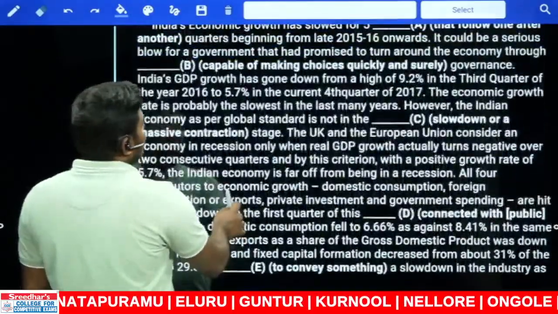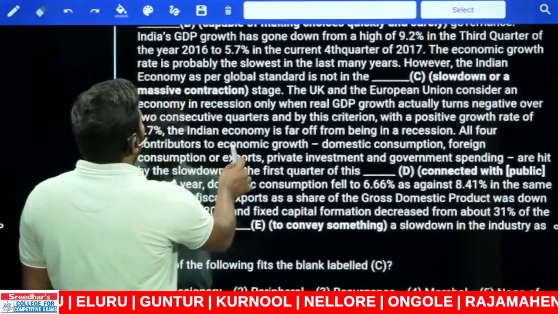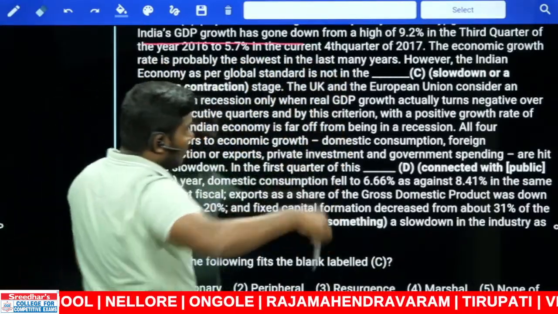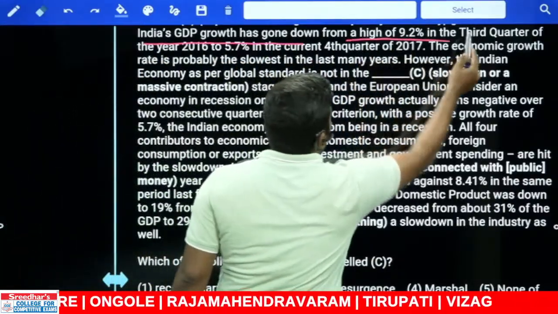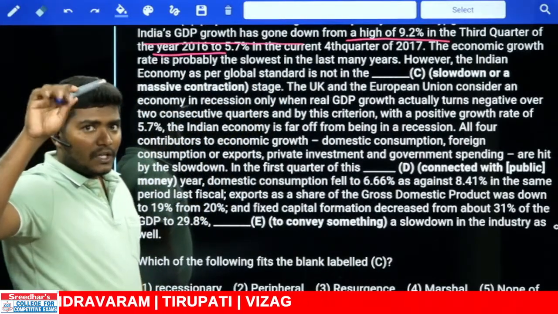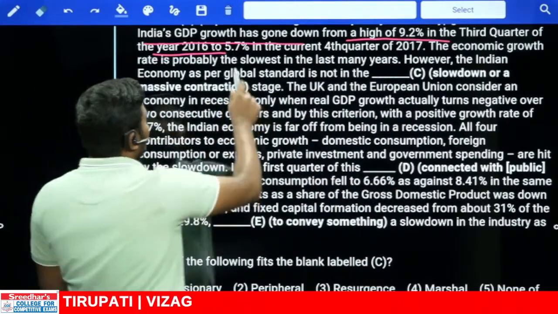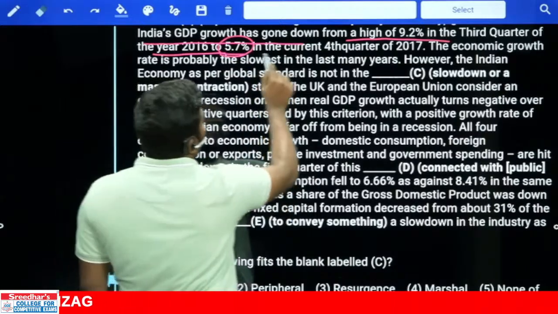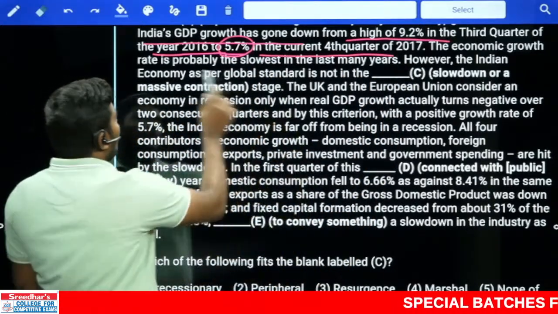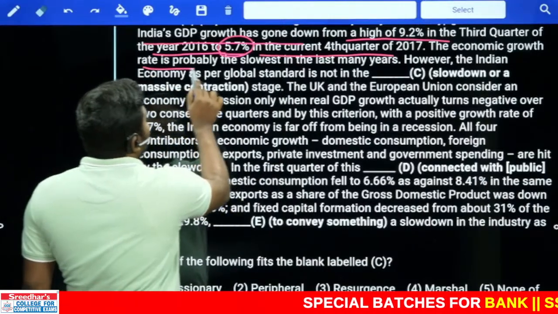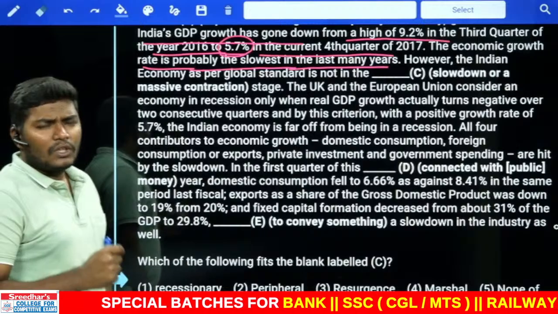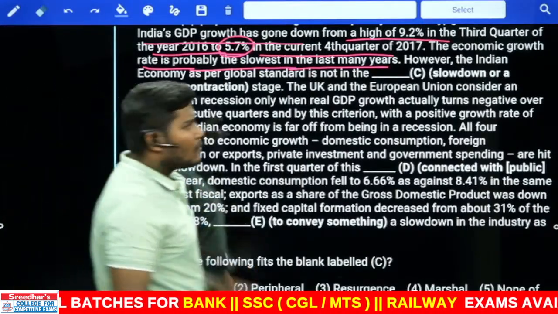That is the third case. Okay, now let us read from here. Look at this: India's GDP growth has gone down from the high of 9.2 in the third quarter of 2016. It was good in 2016, 9.2, and it went to 5.7 in the current fourth quarter of 2017. It has gone down completely. Now the economic growth rate is probably the slowest in the last many years. Growth is very slow.